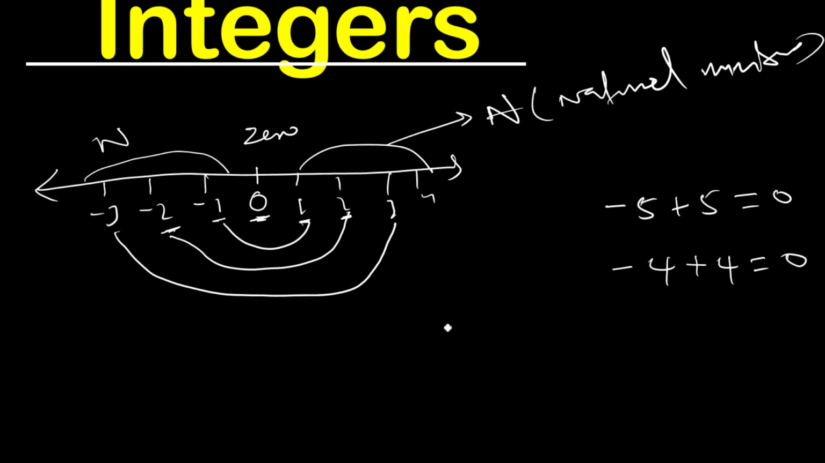Let's see how to add, subtract, multiply, and divide integers. Consider the example here: -7 plus -4 minus 3. These are the basic things you need to know if you want to be good in math. These are the fundamentals you need to understand.